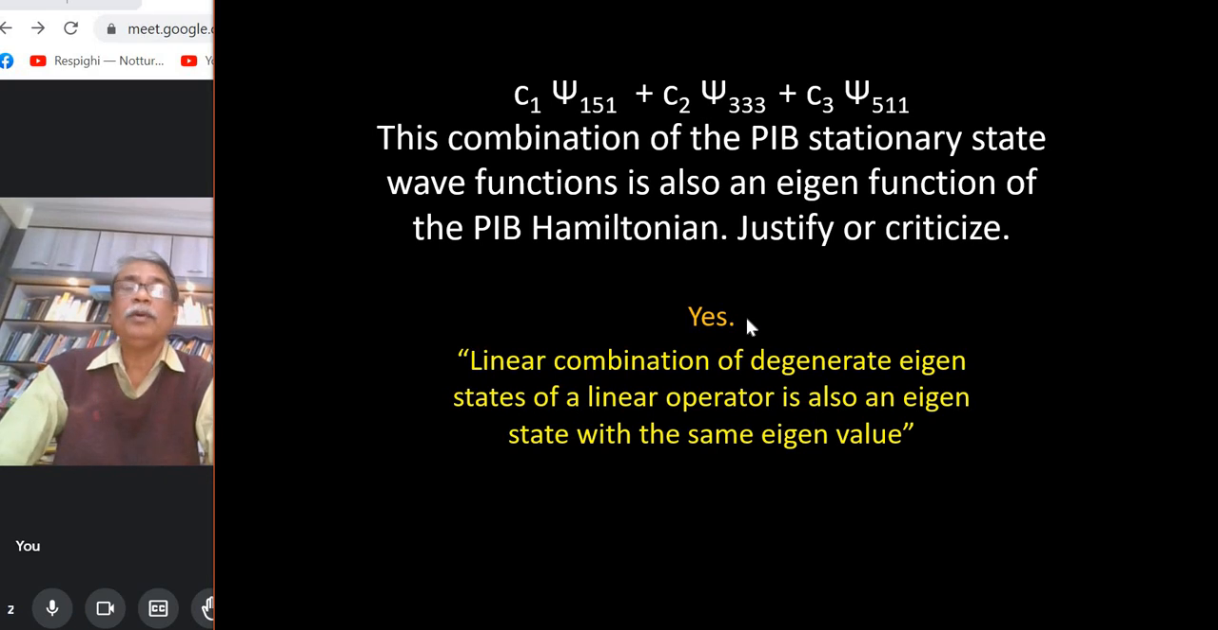Now for this particular problem, what you have to check finally is whether these three psi are really degenerate.